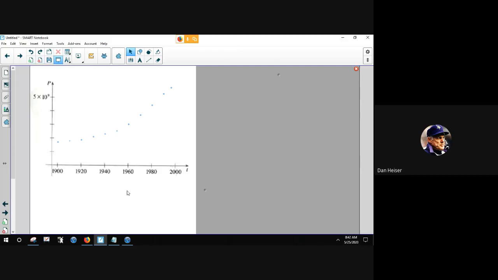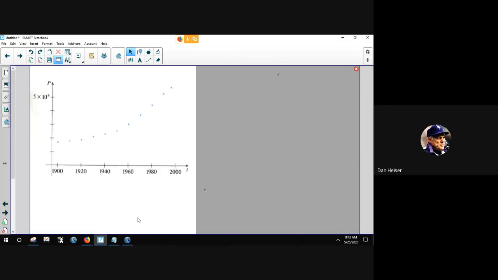Here's a function. This is a function of population. I believe it's world population for the 1900s. So here's an example where we start with a visual model. I just gave you a verbal model. It's a function of population over a given time.